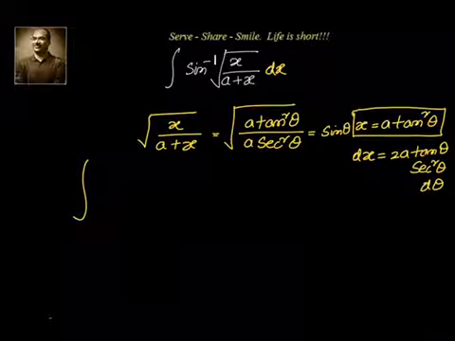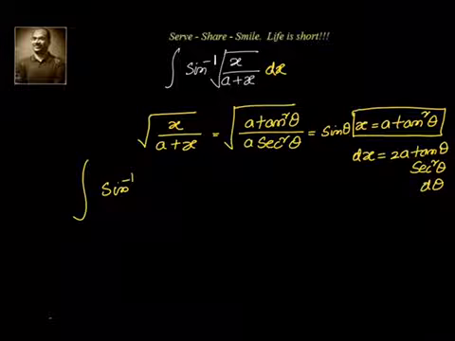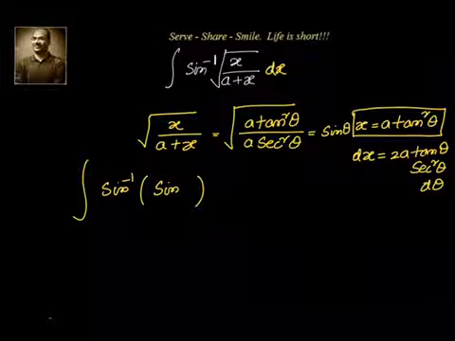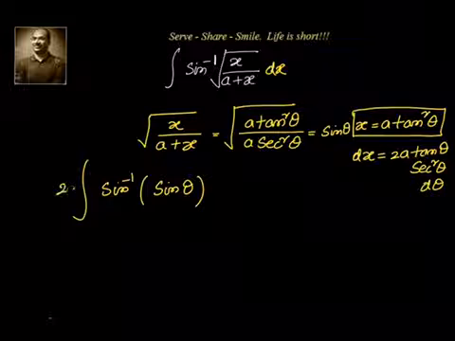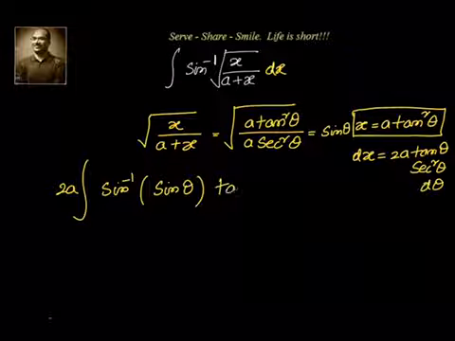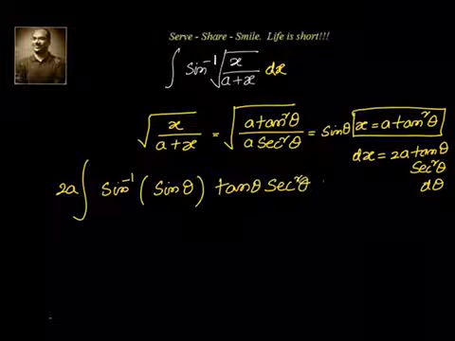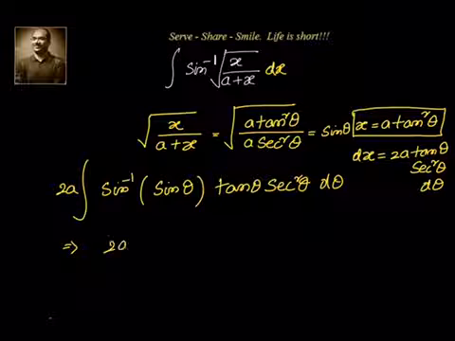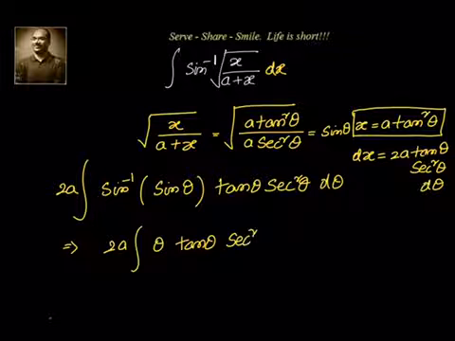We'll write down integral of sine inverse of root of x by a plus x, which is equal to sin theta. We simplified that already, into dx. Dx equals 2a tan theta secant square theta d theta. So we go to the next step. We can write it as 2a integral of theta tan theta secant square theta d theta.